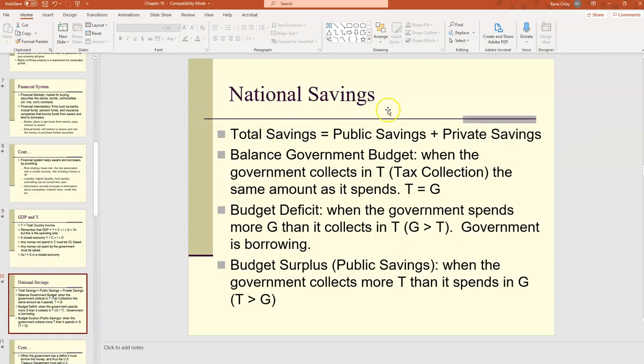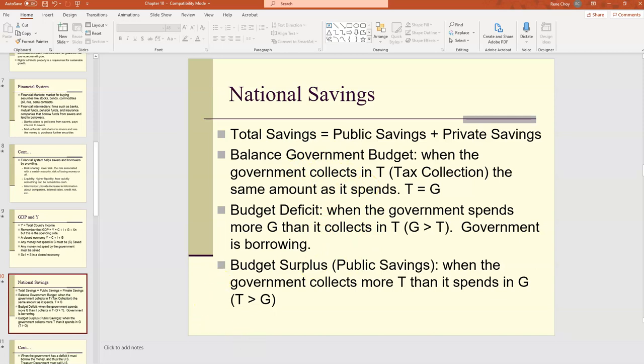All right. So national savings. There are two basic entities when you look at the breakdown for GDP that can save. One is individuals and the other one is the government. So you could have public savings, aka the government, or private savings, aka individuals. Now, for the government to have savings, they've got to run on a budget surplus. So we need to talk a little bit about the government budget.